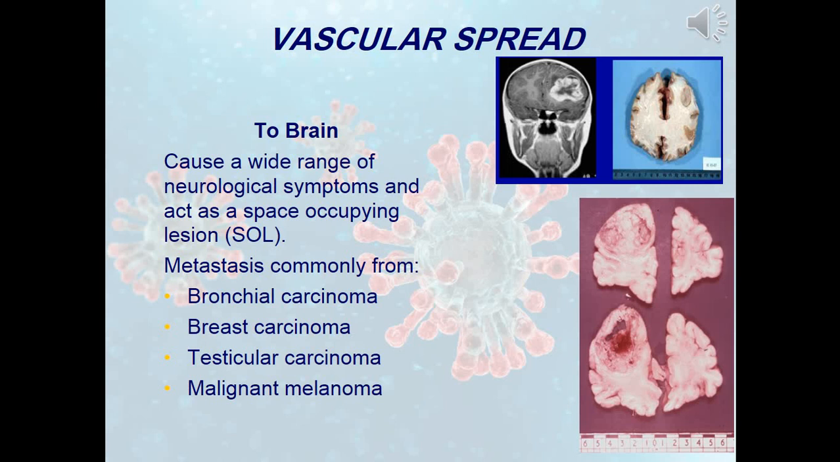Okay. Metastasis to the brain commonly comes from bronchial carcinoma, breast carcinoma, testicular carcinoma, and malignant melanoma.